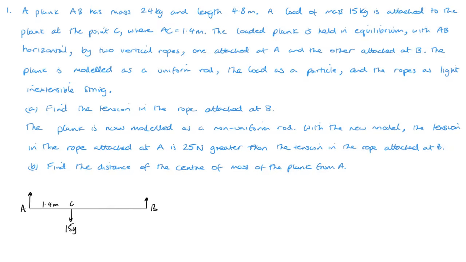The plank is modelled as a uniform rod. So in the middle then, 24g, and it's 4.8 to 2.4 meters there. And this will be 1 meter in between them. The plank is modelled as a uniform rod, the load as a particle, and the ropes as light inextensible string. Find the tension. So we've got tension at A and tension at B. Find the tension in the rope at B.